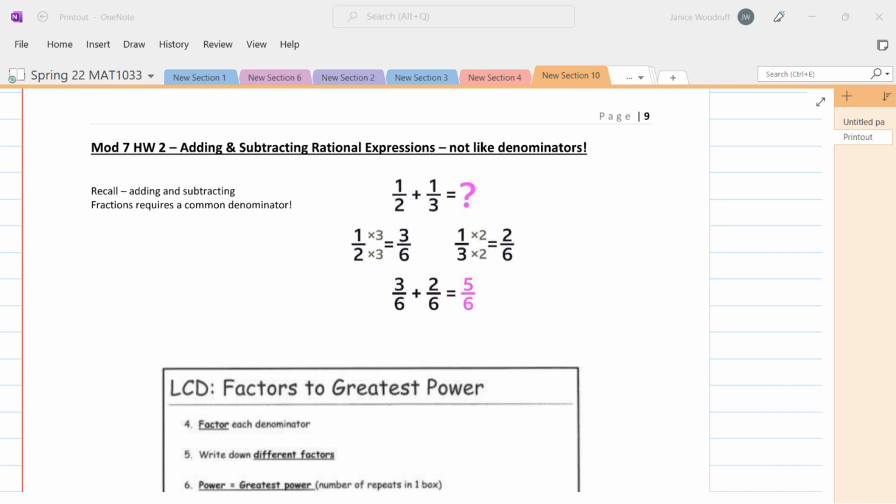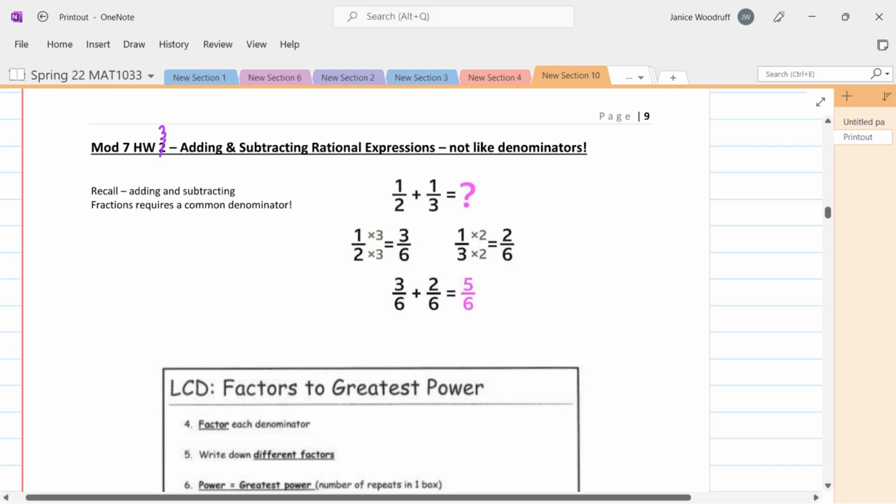Okay, so this is homework 3. What we're doing here, homework 3, we're adding and subtracting rational expressions where the denominators are not like. So remember, when we are adding and subtracting fractions that do not have a common denominator, you have to get one. So in this case here, we have 1/2 plus 1/3.